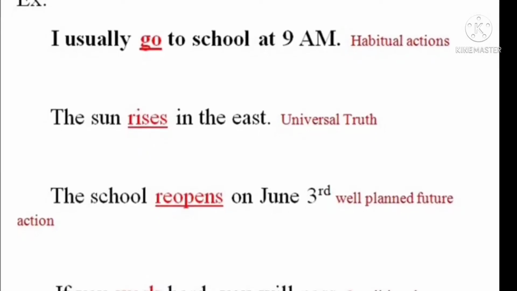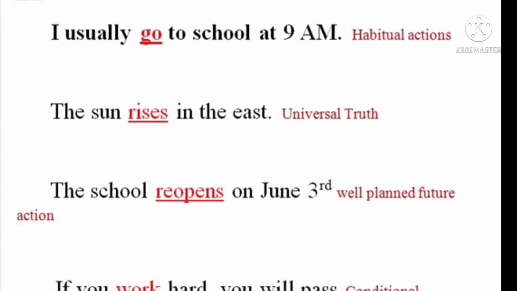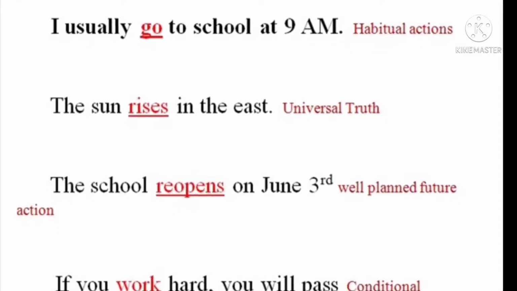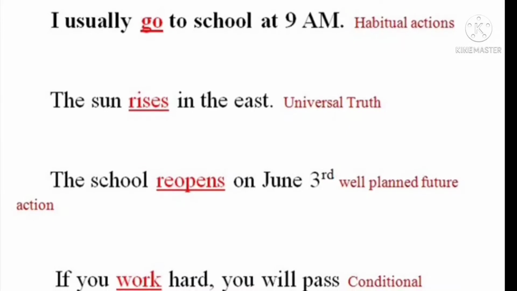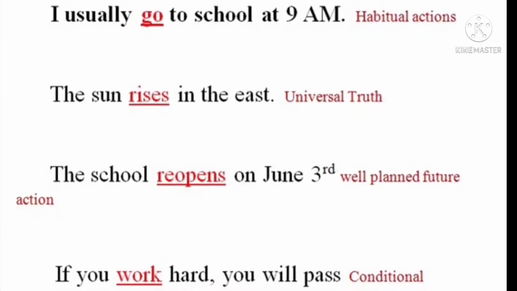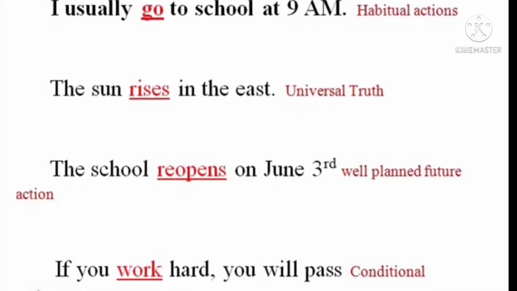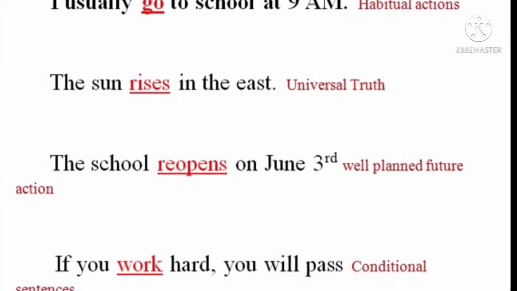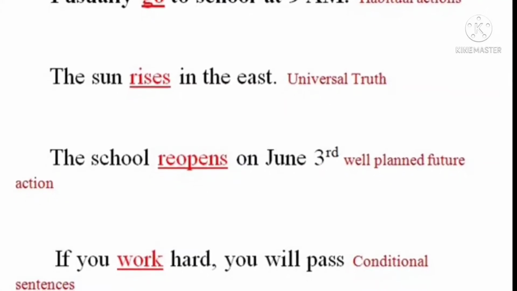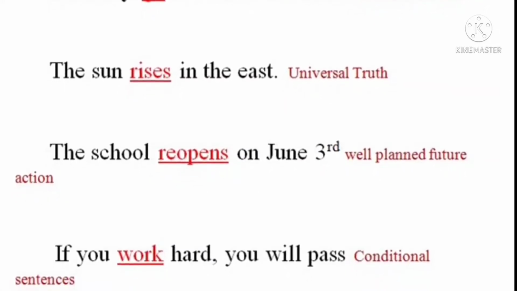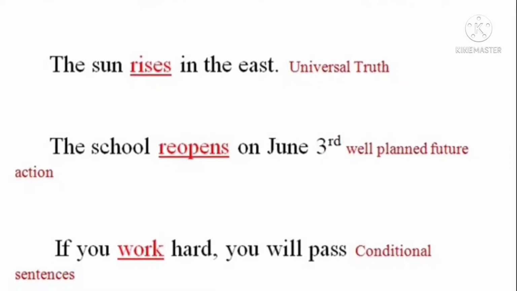Look at some more examples. I usually go to school at 9 a.m. Habitual action. It refers to everyday habits. The sun rises in the east is a universal truth. The school reopens on June 3rd. Well-planned future action. Work hard, you will pass is a conditional sentence.